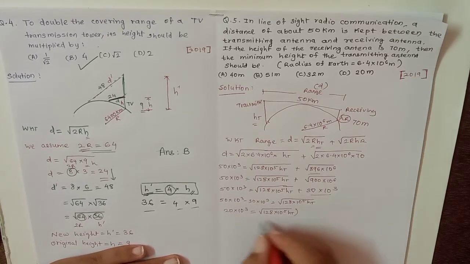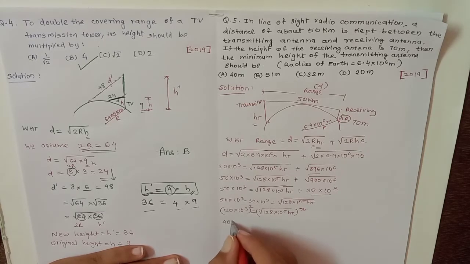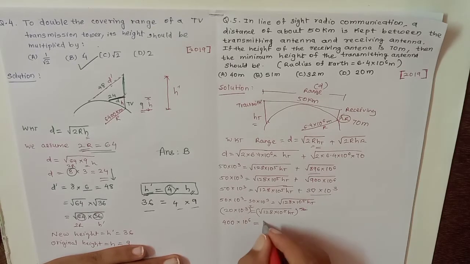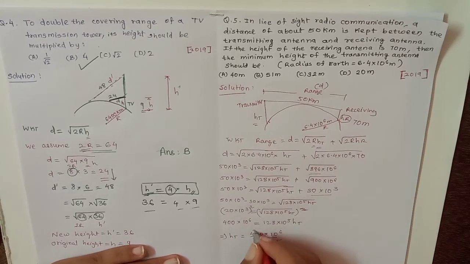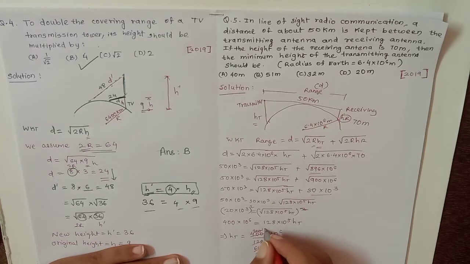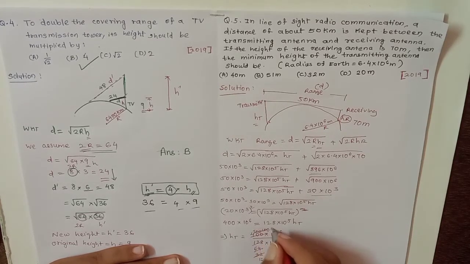So to remove this square root, we square both the sides. 20 square is 400 into 10 raised to 6, which is equal to 128 into 10 raised to 5 HT. This implies HT, the height of the transmitting antenna, will be 400 into 10 raised to 6 upon 128 into 10 raised to 5. Dividing both by 2 repeatedly, we get 25 upon 8, and 10 raised to 5 cancels 10 raised to 6 to become 10, which will be 25 into 10 upon 8.